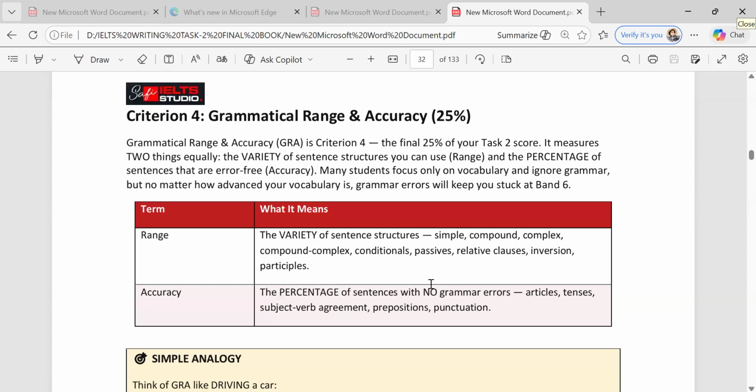And then the last one is about grammar. In grammar, we have 2 parts. Part number 1 is range, and the second part is accuracy. What do I mean by range? Range means the variety of sentence structures. Do you know about simple, compound, complex sentences, conditional clauses, passives, relative clauses, inversion, participles? This is very important for understanding grammar. And after this, what is accuracy? Accuracy means the percentage of sentences with no grammar errors: articles, tenses, subject verb agreement, prepositions, punctuation, etc.